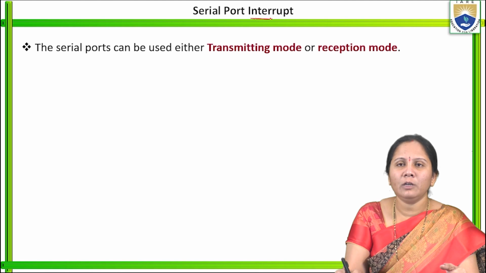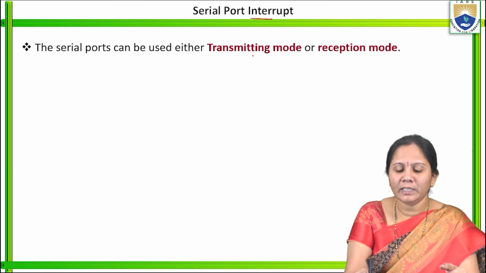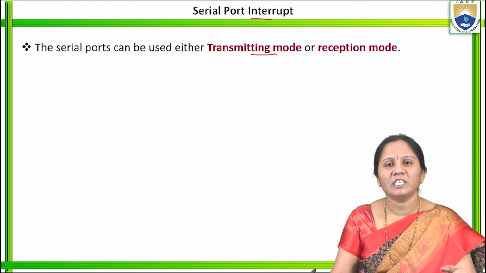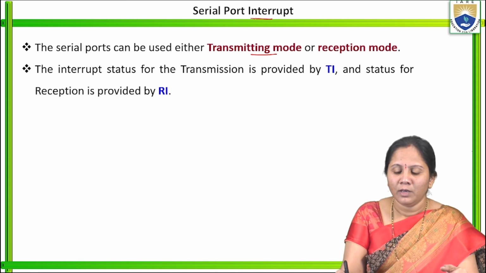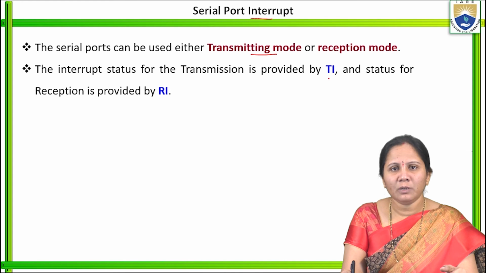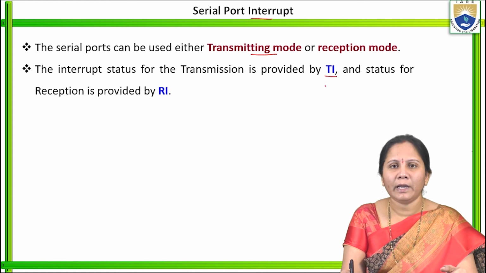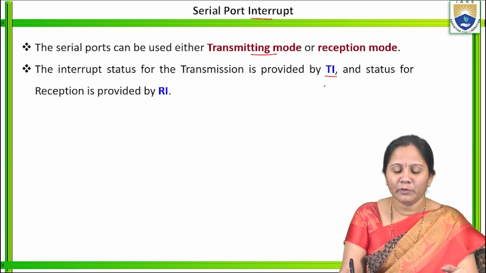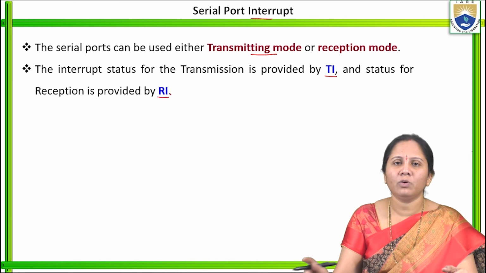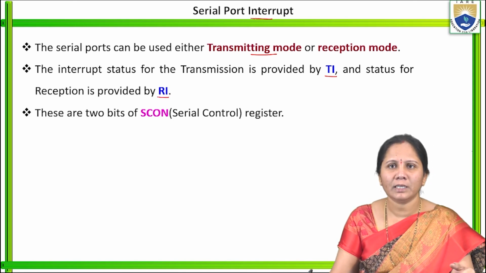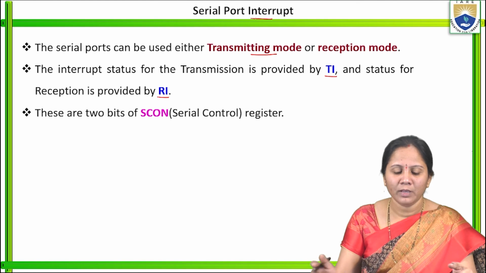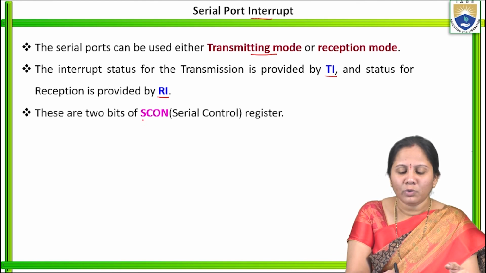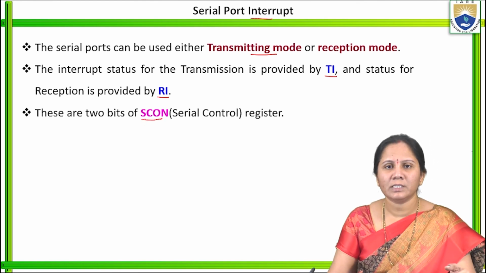Now, coming to the serial port interrupt, it is the interrupt used for transmission mode or reception mode. So, if it is a transmission mode, the type of interrupt will be TI, transmitter interrupt. If it is provided in the reception mode, the type of interrupt will be RI, that is receiver interrupt. So, here there are 2 bits of SCON register. SCON register stands for serial control register.